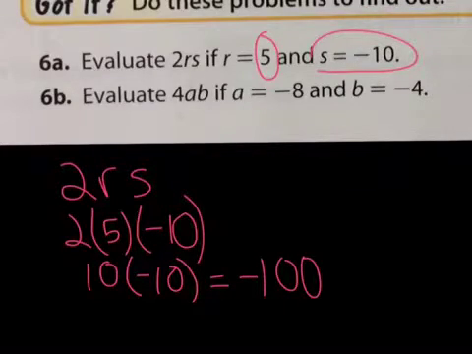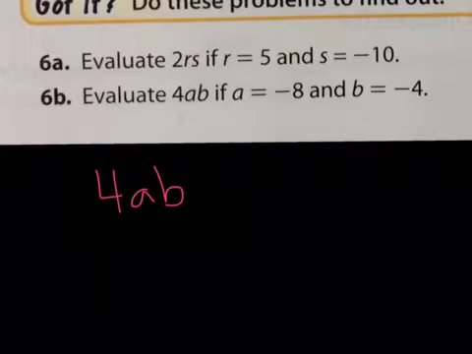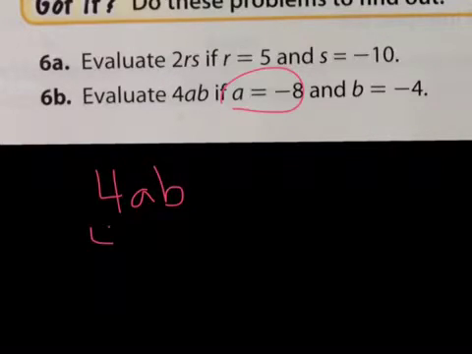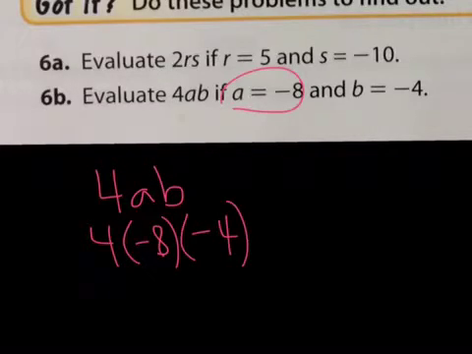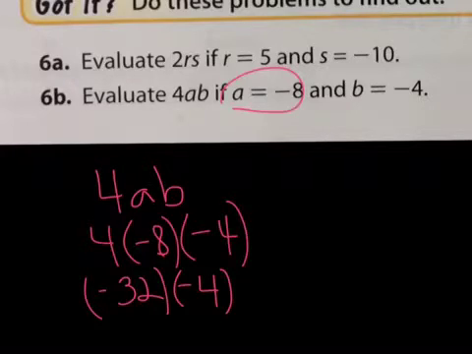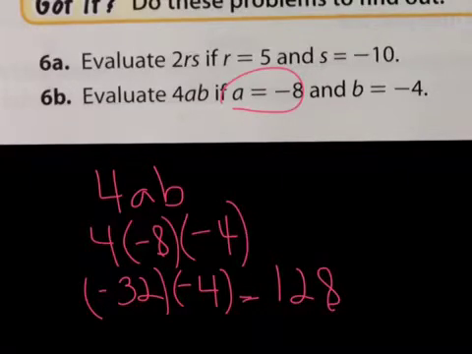Let's try B. We have 4ab, and we know that a is negative 8. So it's 4 times negative 8 times negative 4. A positive times a negative will give me a negative, and then the negative will multiply with another negative, which will give me a positive. So 4 times 8 is 32, but it's negative 32, times negative 4, which gives us 128. A negative times a negative equals a positive. Okay, there's another key answer.